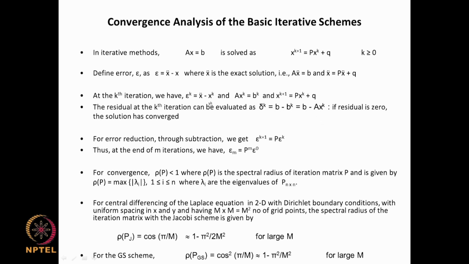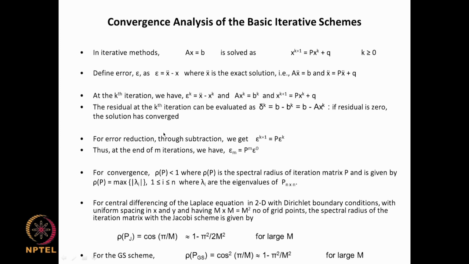Although we cannot compute error because we do not know the true solution, we can readily compute the residual, because in order to compute the residual you just have b, which is known because the problem is given, and then xk is the current estimate value. So, we know this, and A is also known. So, b minus axk is the residual. If the residual is 0, the solution has converged. Okay. If it is not 0, it has not converged and we need to do more.